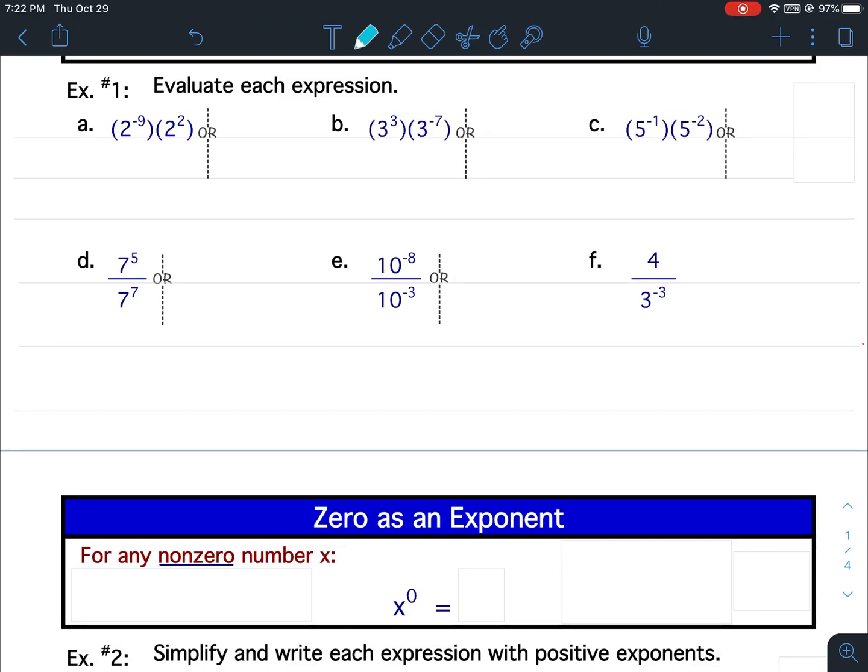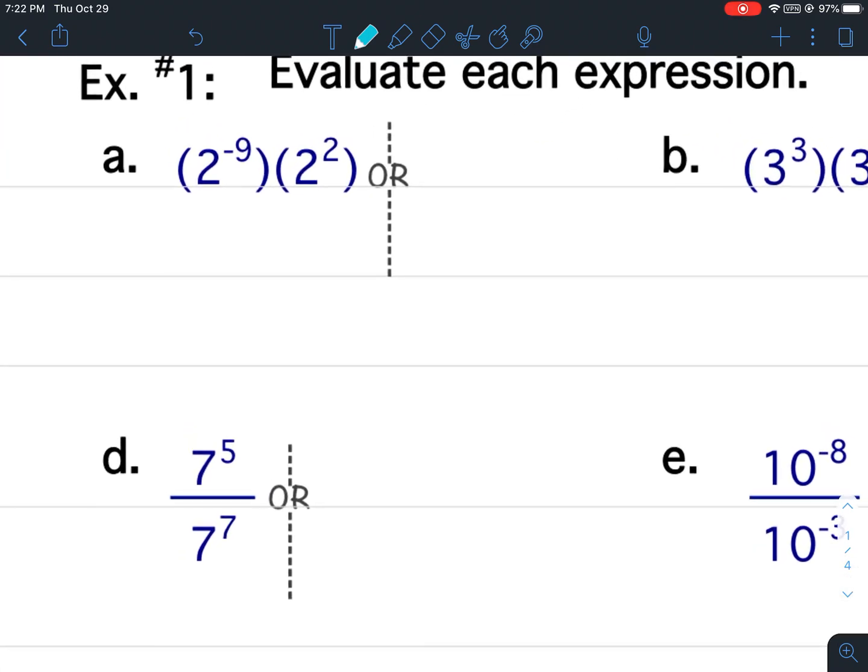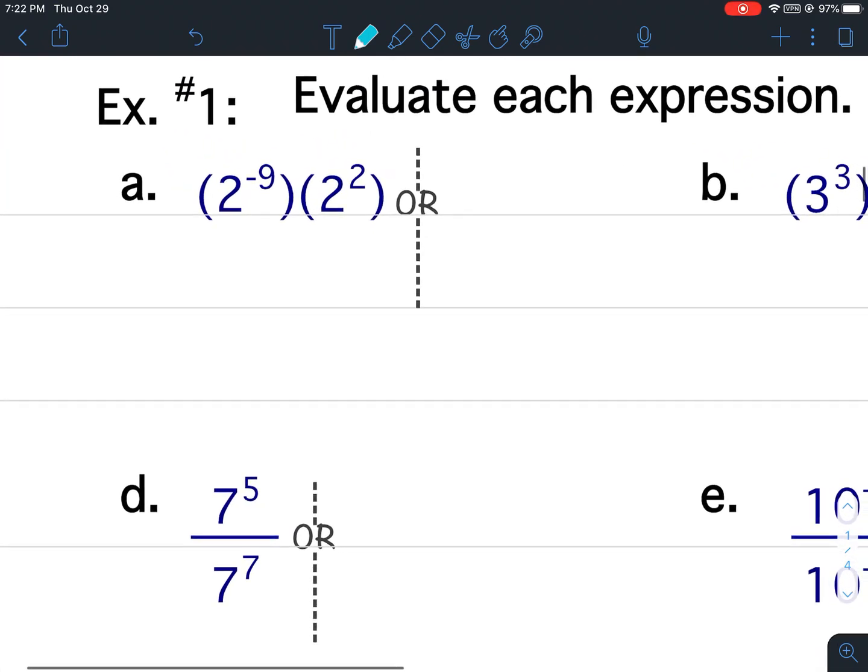Negative and zero exponents, lesson 4.4 notes, example number 1. Let's start with A. There's actually 2 ways to do these problems, and I'm going to show you both ways.